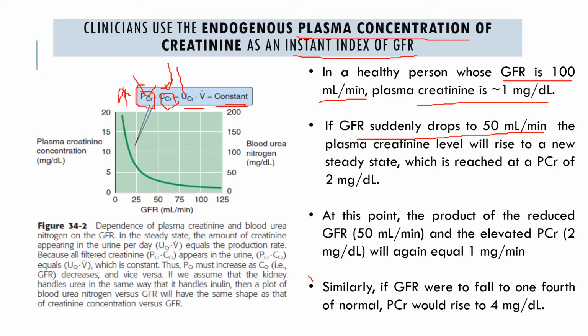Similarly, if GFR falls to 1/4 of this value, the plasma creatinine level would rise to 4 milligram per deciliter. So a decrease in the function of the kidney, a decrease in GFR, will be clearly indicated by an increase in plasma concentration of creatinine. This is very clearly visible from the rectangular hyperbola structure of this graph.